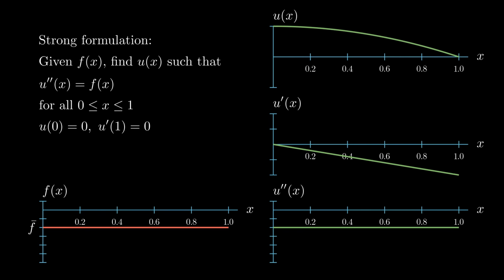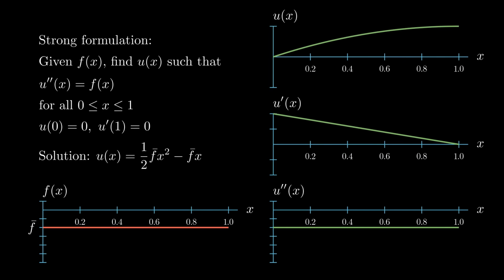There is only one function that fulfills the differential equation and the boundary conditions at the same time. For this very simple one-dimensional example, we can even find an analytical expression for this function. We obtain this quadratic expression for u. By plotting u and its derivatives, we observe that u indeed fulfills the differential equation because the second derivative of u equals f, and u indeed fulfills the boundary conditions because u is 0 at x equals 0 and u prime is 0 at x equals 1.